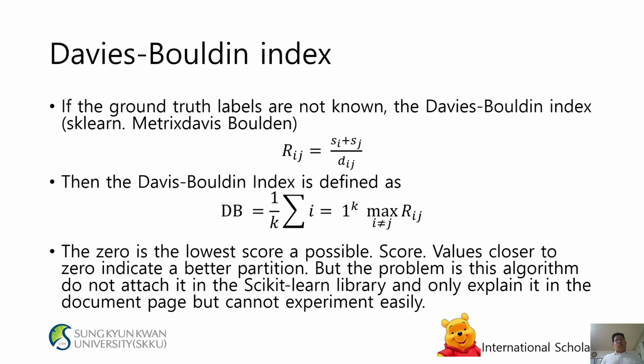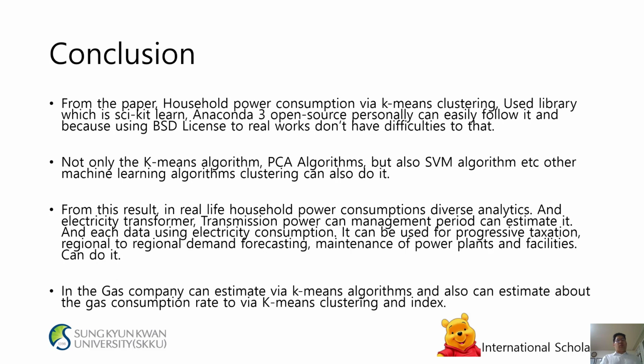Then the Davies-Bouldin index is defined as DB = (1/k) Σ_{i=1}^{k} max_{i≠j} R_ij. Zero is the lowest possible score. Values closer to 0 indicate a better partition. But the problem is that this algorithm is not attached in the scikit-learn library; it is only explained in the documentation page, and cannot be explained easily.